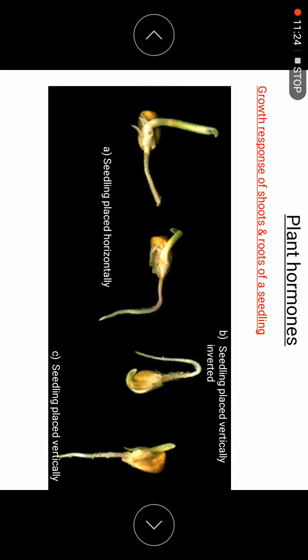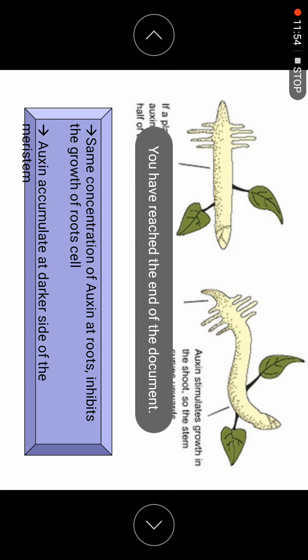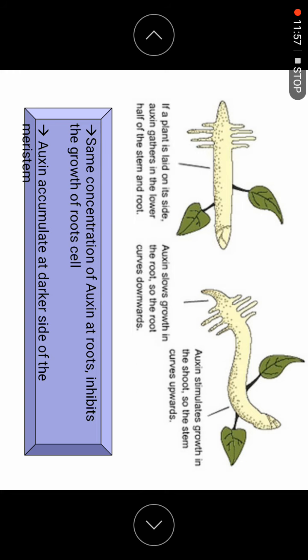There is another experiment where we can put the seedling horizontally or vertically, with the shoots here and the roots here. After some time you see the shoot automatically will grow up and the root will grow downward. This one also is the same: even though I put it horizontally, the shoot will grow up and the roots will grow down. This is also auxin. This is the explanation in words, you just read it off. So we have to go to the last one.